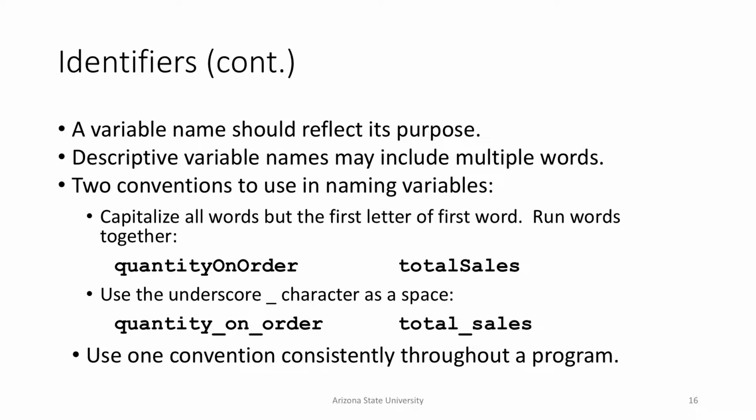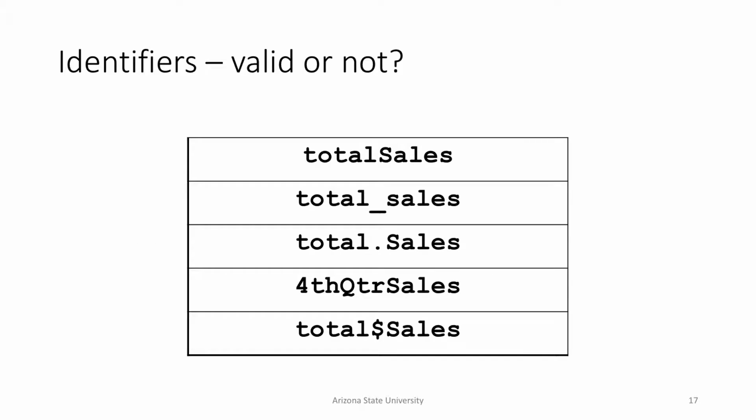Okay, and then try to be consistent. Yeah, so look at these 5 identifiers. Which ones are valid identifiers that C++ says, yep, that's okay, and which ones are not valid? So is the first one valid? Yeah, because it's just all letters.